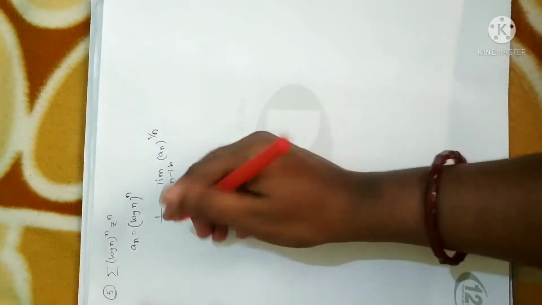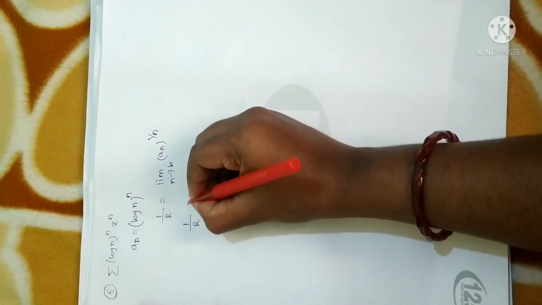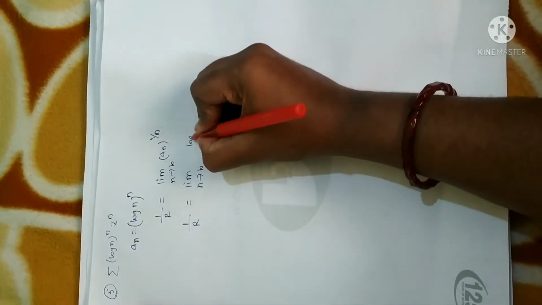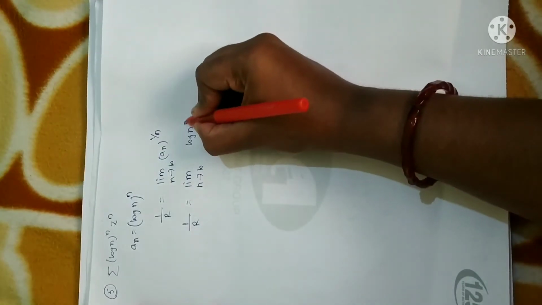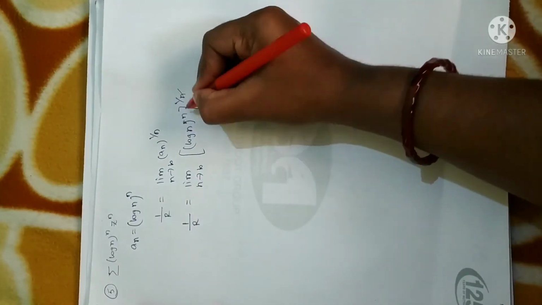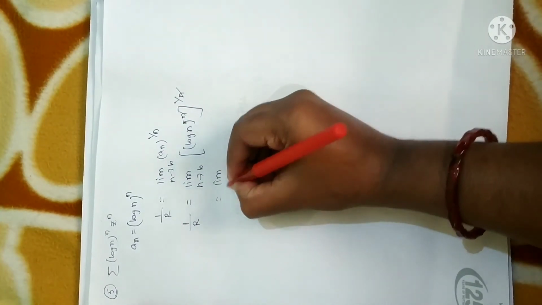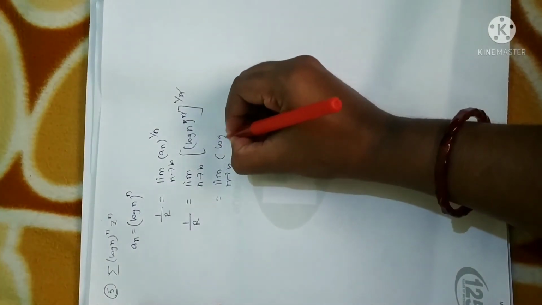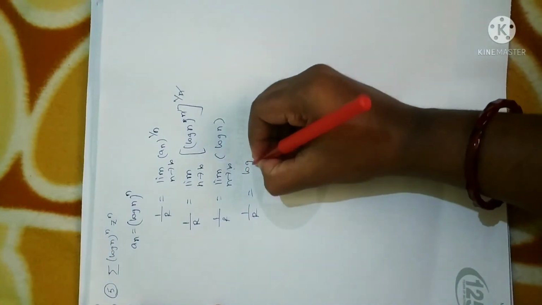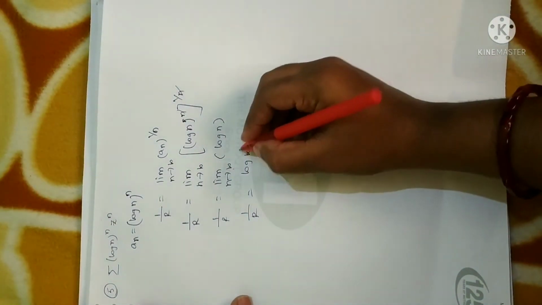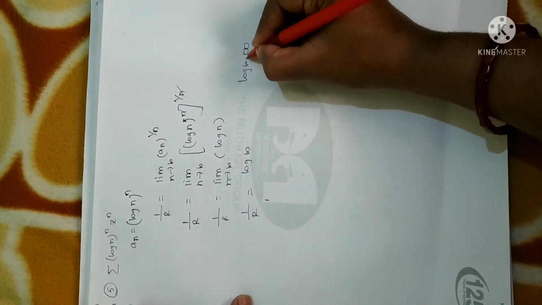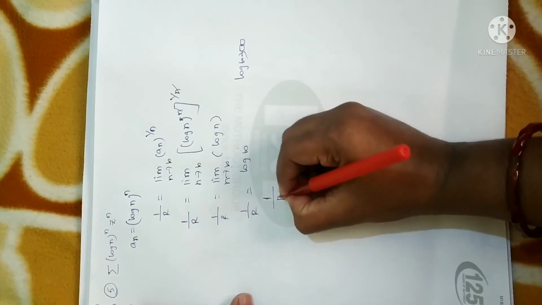Fine. Now let me substitute in the formula. You will get 1 by r is equal to limit n tending to infinity an, and an is (log n) whole power of n, right? To the power 1 by n. Just I have replaced an. Right, so 1 by n with n get cancelled, so you will get limit n tending to infinity log of n, right? So 1 by r value. Now as n tending to infinity, you will get log infinity. As I said, log infinity value is 0. I'm sorry, log infinity is infinity. Log infinity is infinity. So I can write 1 by r is equal to infinity.